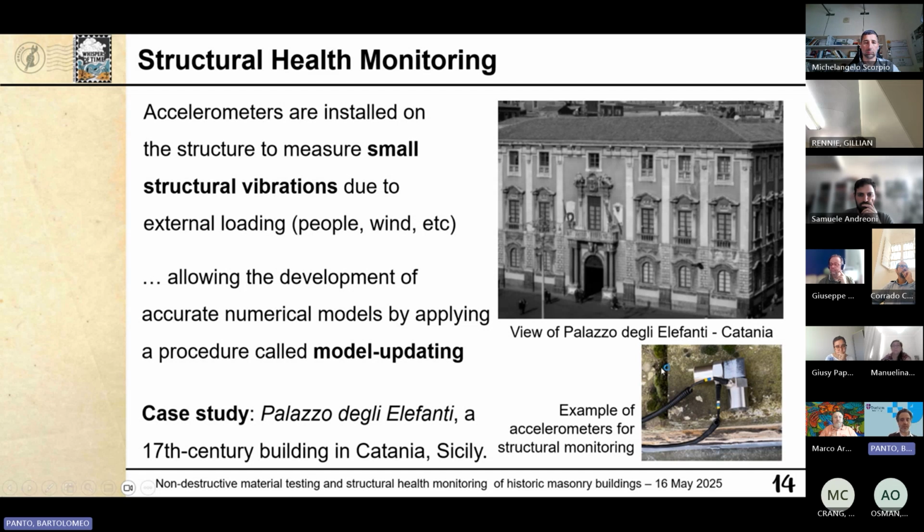And what we use basically are again accelerometers, and by means of these devices we can collect the acceleration shown by the structure at, for instance, different levels, at different points of the building. In particular, this case study has been investigated by Giuseppe and his colleagues, and this is one of the most important buildings in the city of Catania. It's basically the city hall of Catania.